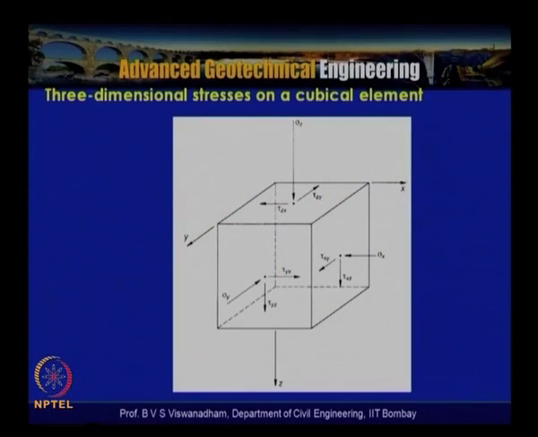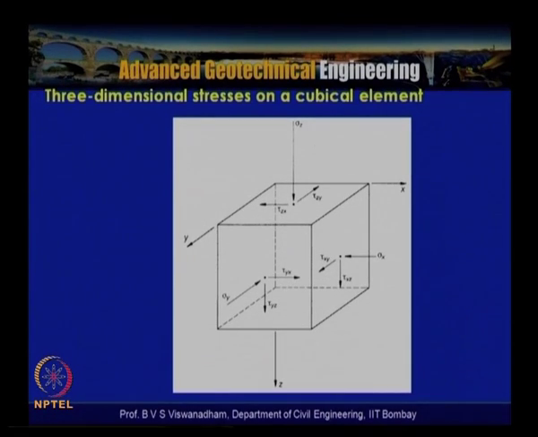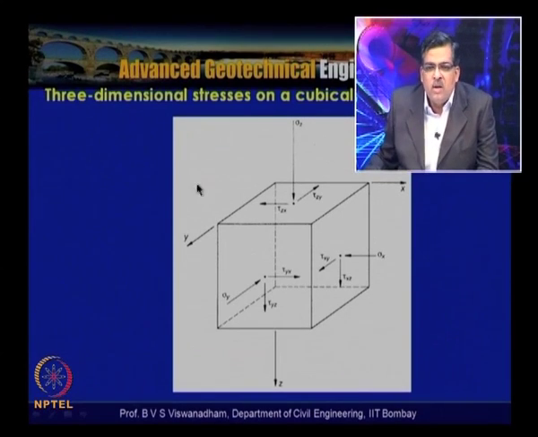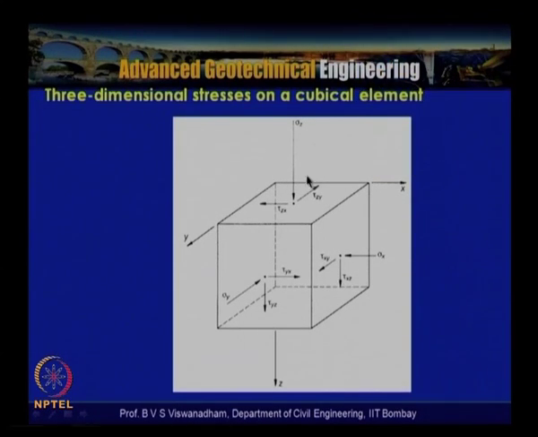Now, the 3-dimensional stresses on a cubical element. Suppose you consider an element within the soil. It is subjected to stresses in the x, y and z directions, and on each plane there will be one normal stress and two shear stresses. On this xy plane we have the normal stress and the shear stress tau xy, and tau zx, which is acting here. Similarly, on this plane there is sigma y, and these are the shear stresses acting, and similarly on the other planes, with the stresses shown clearly on the visible planes.